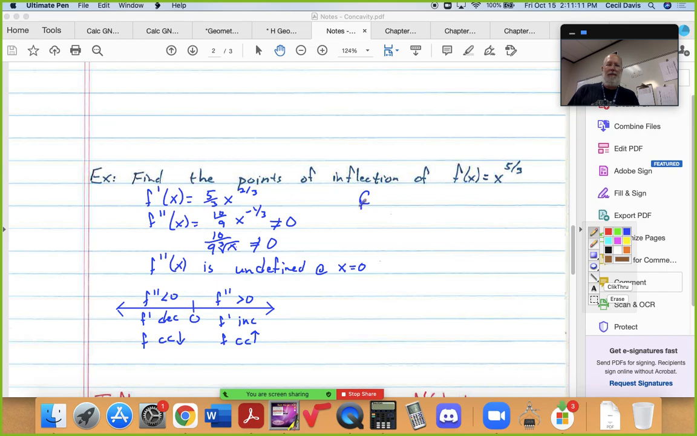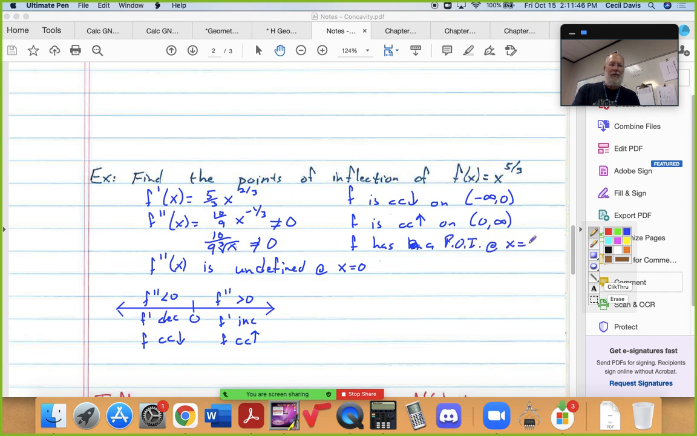So f is concave down on the open interval from negative infinity to 0, and f is concave up on the open interval from 0 to infinity. And f has a point of inflection at x equals 0.